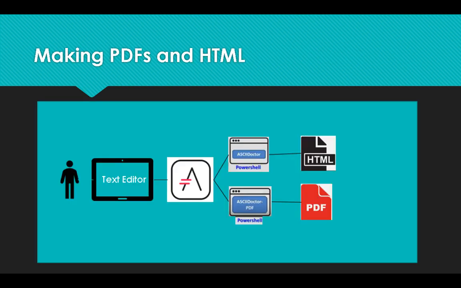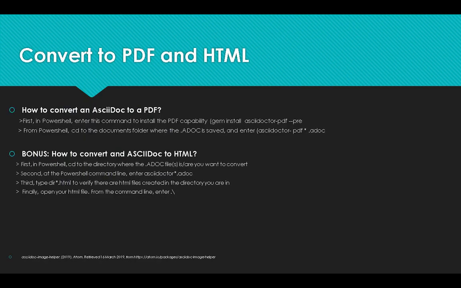I made this visualization that gives you an overview of some of the really powerful features of being able to make PDFs and HTML. The game plan is, you as the user use a text editor like Notepad and then create your adoc file, just how I've described before, and then in PowerShell I'm going to show you ways that you can use AsciiDoctor to create an HTML file or use it to create a PDF. So let's go through this.